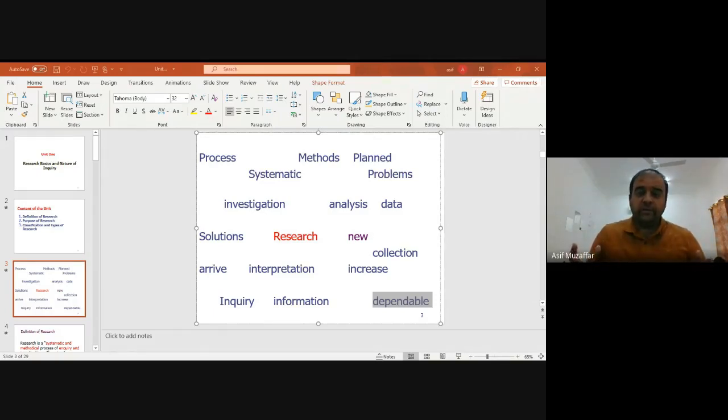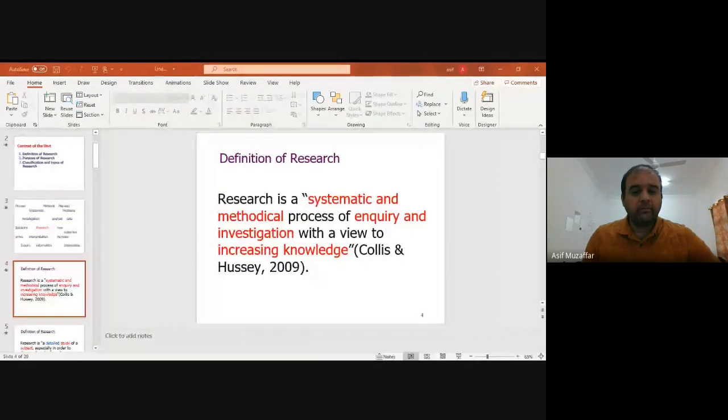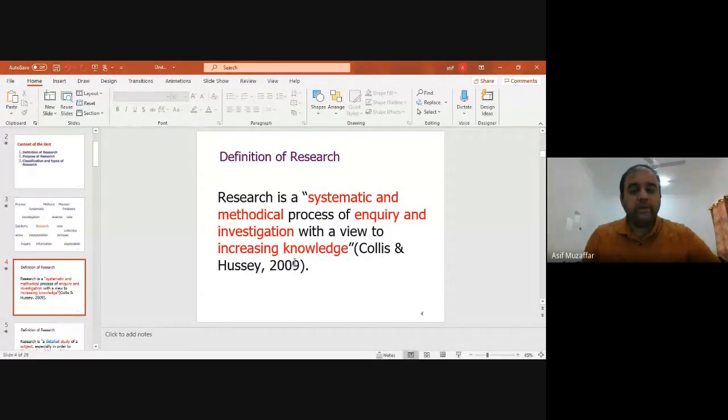So research is many things. There are many aspects of research which you can see in this slide. If you are finding a solution to a problem, you are doing research. If you are finding some new knowledge, this is also research. If you are interpreting data, this is also research. So there are many definitions of research according to these criteria. We will be discussing some famous and common definitions of research. The first definition is by Collis and Hussey in 2009. Research is a systematic and methodological process of inquiry and investigation with a view to increasing knowledge.